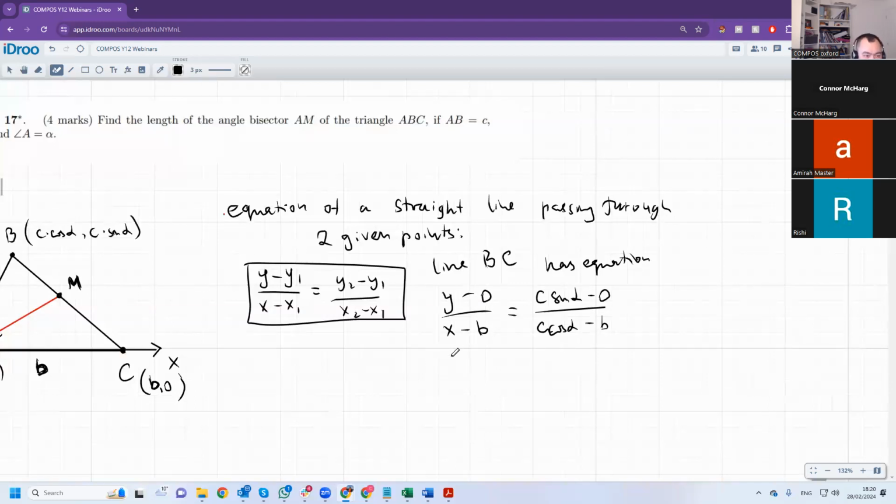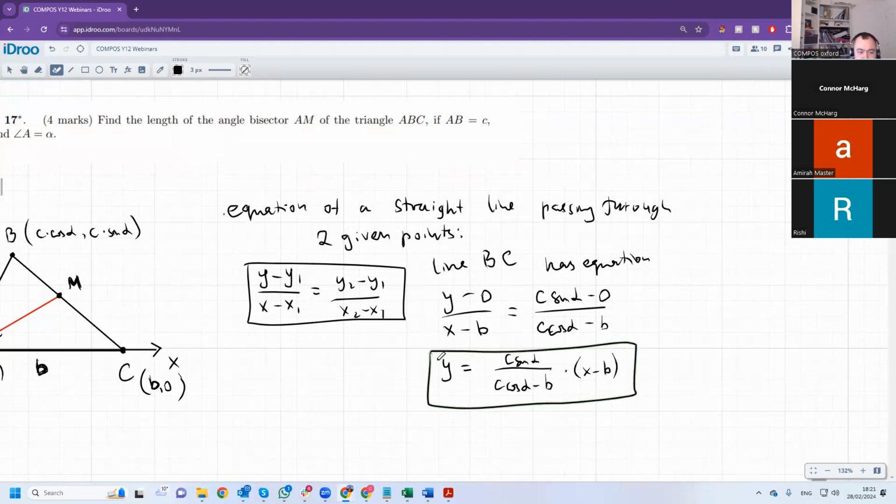Okay, can we do something about it? Well, y equals c sine alpha over c cos alpha minus b, multiplied by x minus b. I'm going to keep it like this. I don't want to overcomplicate it. This is an equation of a line, the equation of line BC.